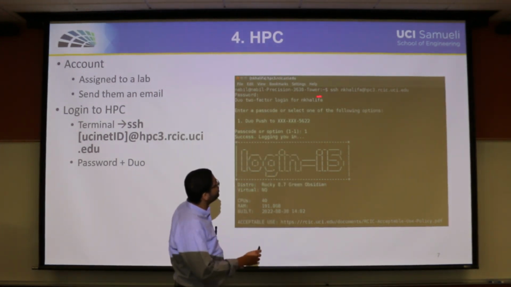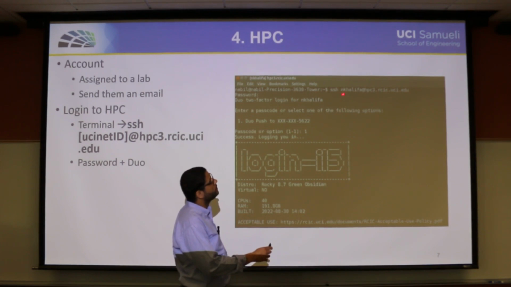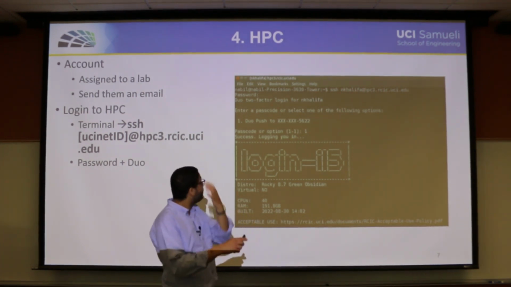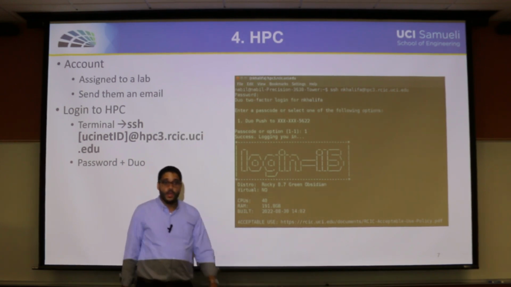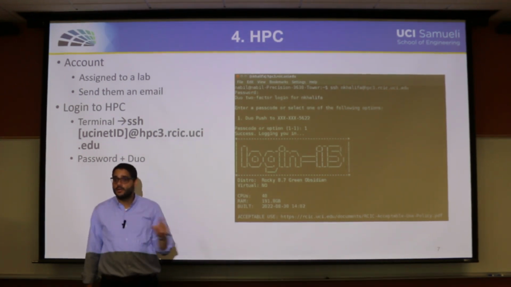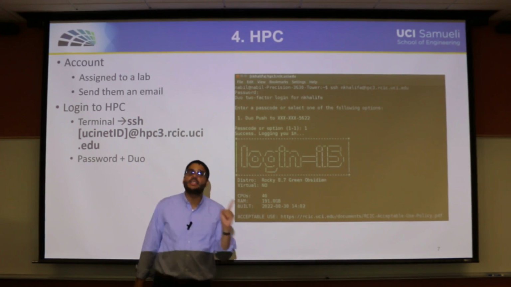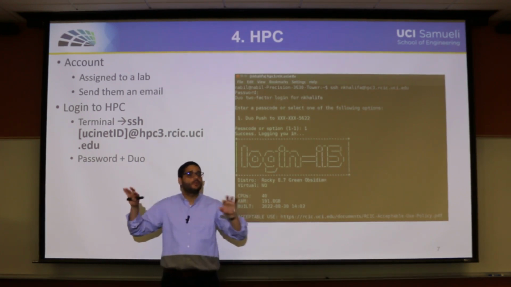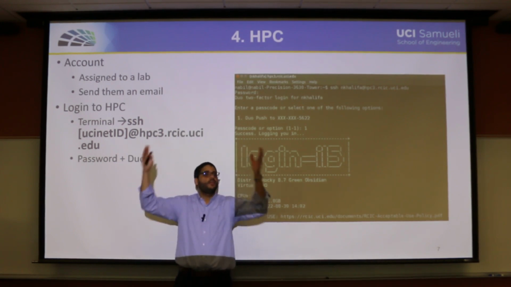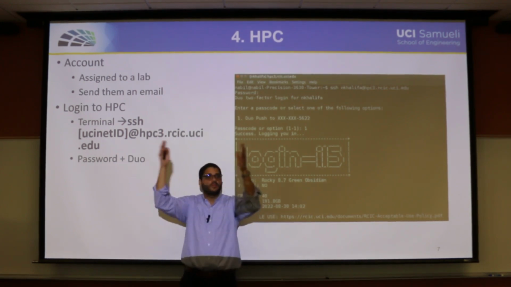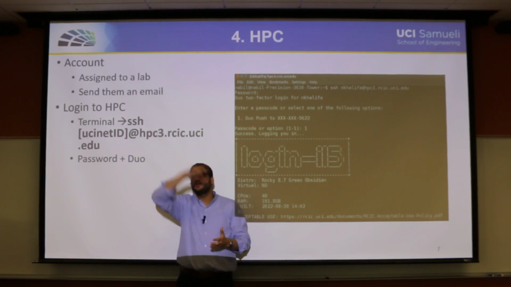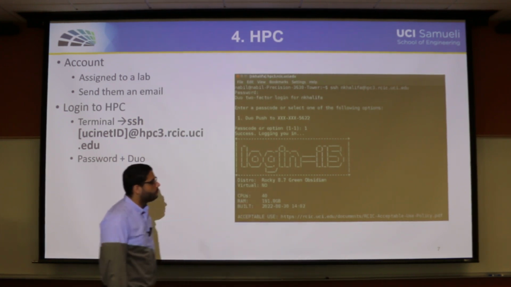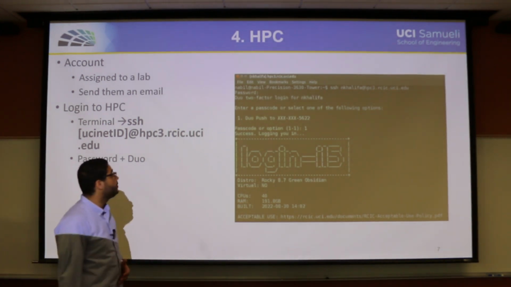This is my screenshot. I go from my machine, and my UCI net ID is nkhalifa, so nkhalifa at hpc3.uci. When you hit enter, it will ask you for your password. The password is your UCI net ID password. It's not your UCI email password, it's the UCI net ID password. When you enter that password, it then redirects you to the Duo second factor authentication.